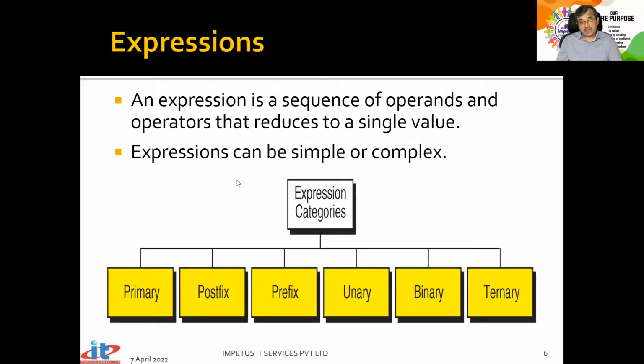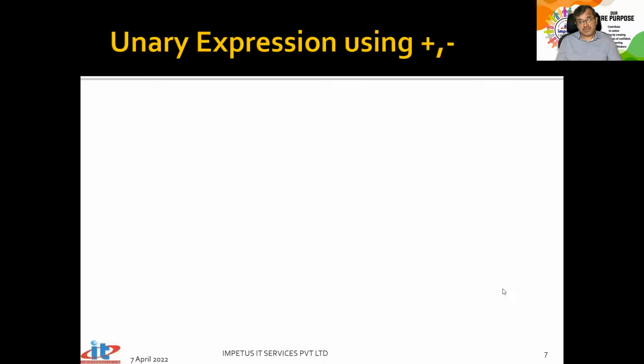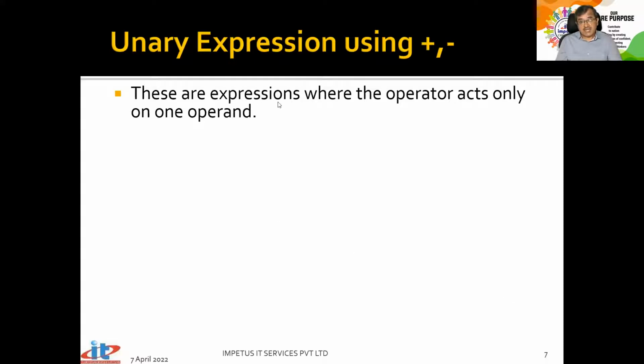Expressions can be simple or complex, and there are so many different types of expressions that we come across: primary, postfix, prefix, unary, binary, ternary, and so on. So these are various categories of expressions. And we started our discussion with some unary operators right now. We saw plus a, minus a as unary. But we are yet to discuss all these other types of expressions. So we saw plus and minus. These are expressions where operators act only on one operand. Plus 5, one operand. Plus a, one operand. Minus a, one operand.